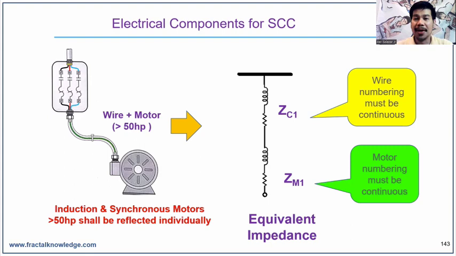Observe wire numbering as I mentioned before. It should be continuous and no similar name. Similar to motor numbering, it should be continuous. When you say ZM1, it's the only ZM1 in your entire electrical system. And I hope I made my point very clear.